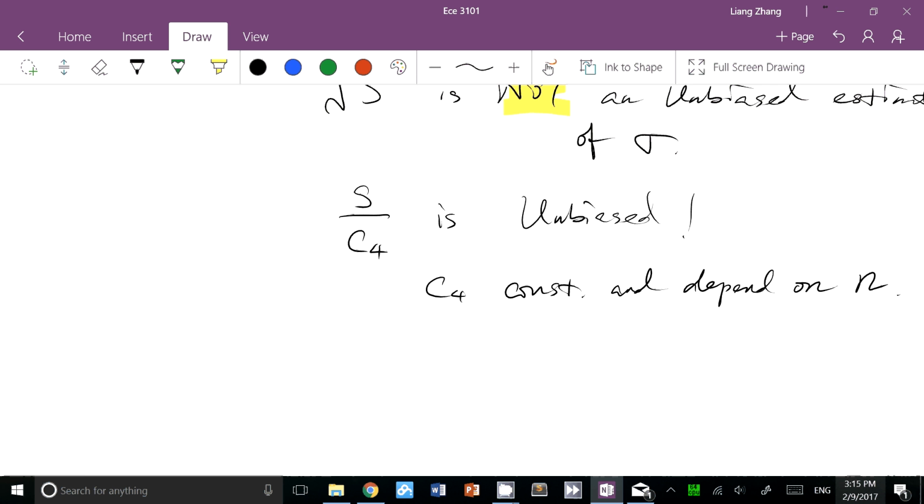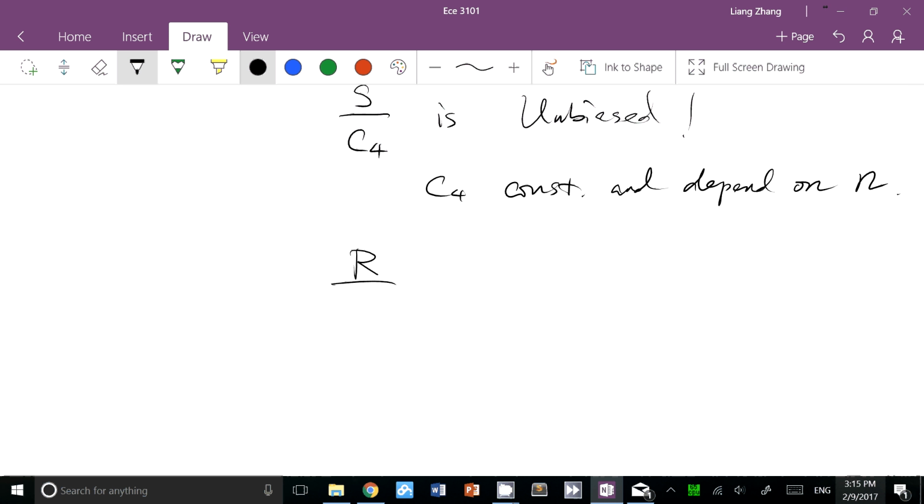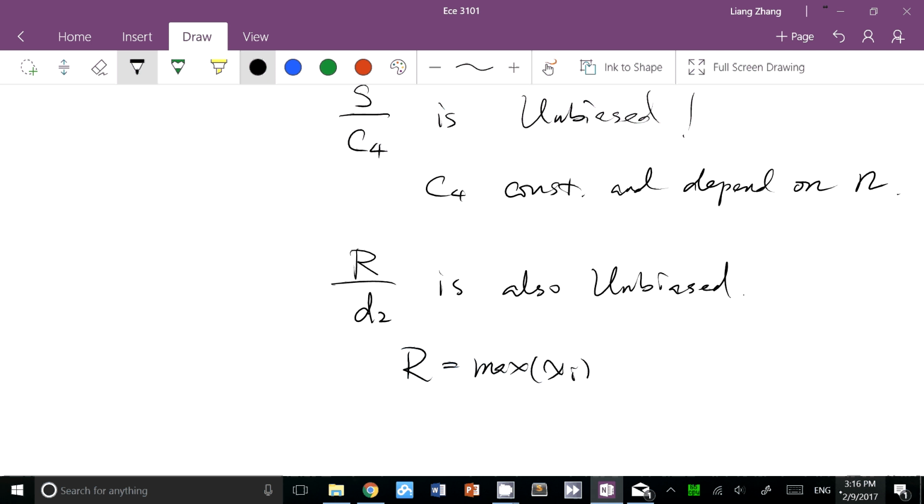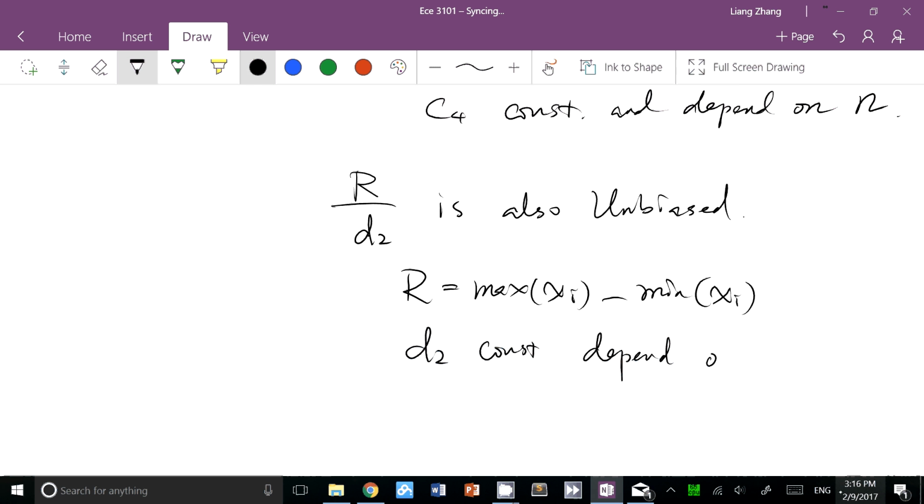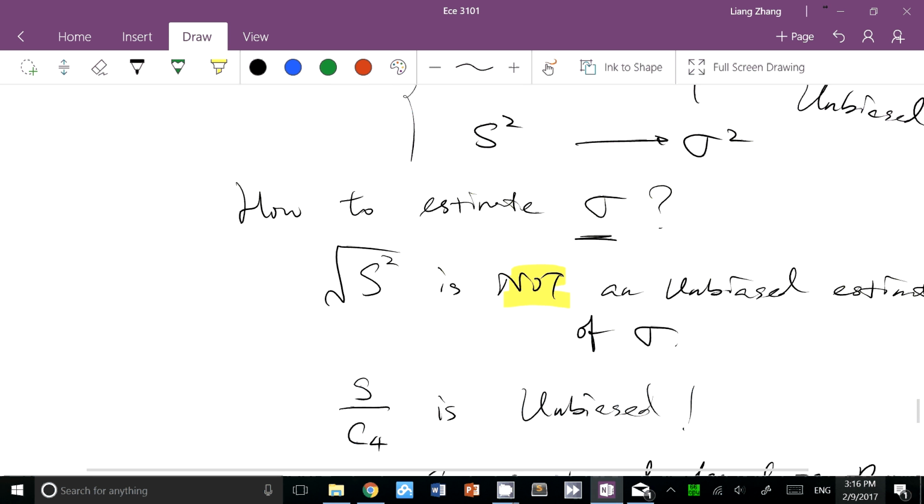This is one way to do the calculation. Another way to calculate is to use R over D2. R is another statistic, defined as the maximum value in your sample minus the minimum value of your sample, in other words, the range of the sample data. And again, D2 is a constant that depends on the sample size. One of the appendix tables provides you a list of values for D2 for different sample sizes.